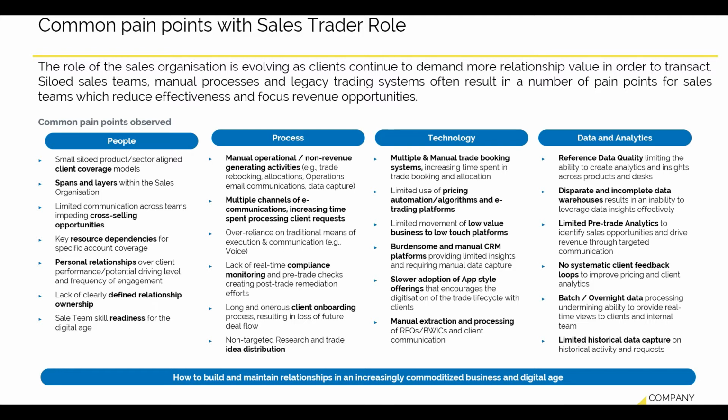Now, if we look at the top part, we've got common pain points with sales trader role. Then underneath there, we have a more complete message. Now, if I just look at that message to begin with, the role of the sales organization is evolving as clients continue. Honestly, a lot of that very first sentence is what I would actually present. I would actually remove it from this message. Let's have a look at some of the redundancy that we can find first of all.